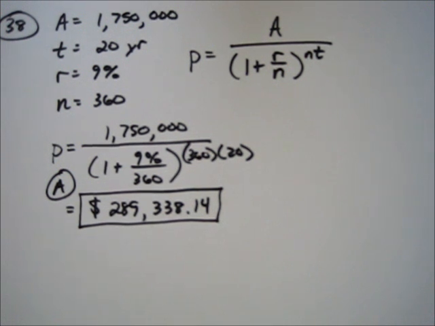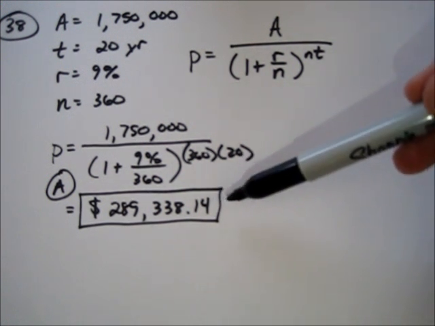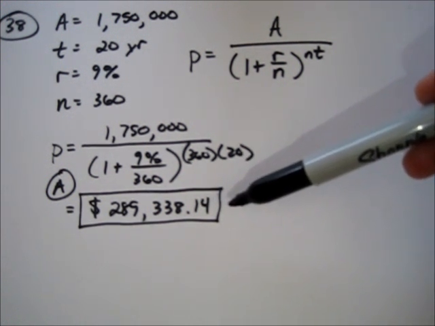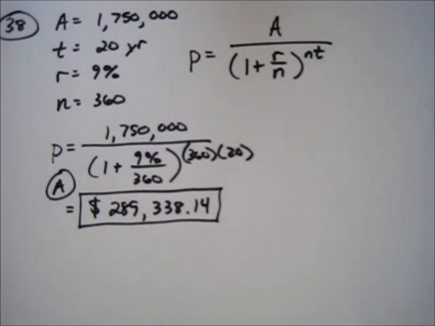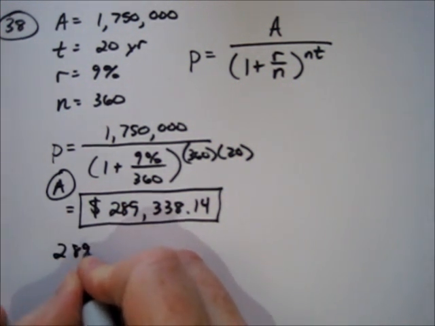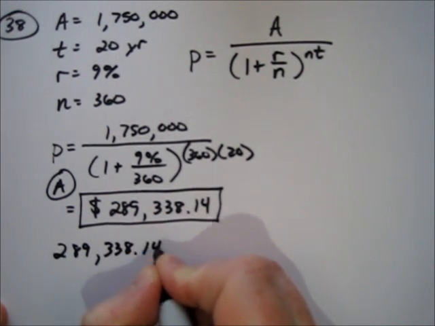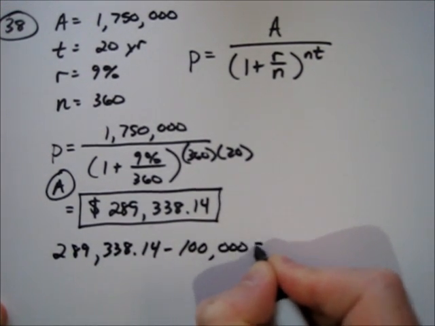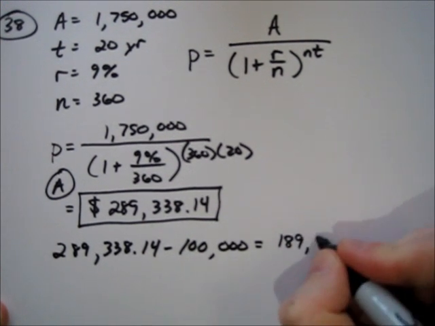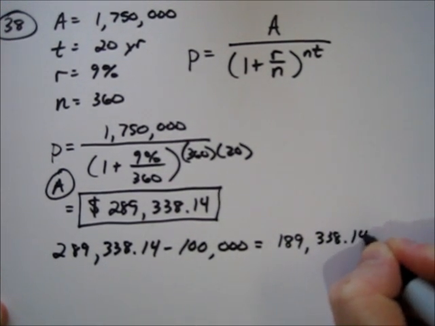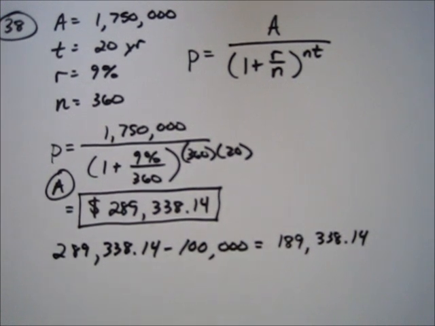Part B says, before applying the surcharge, the City Board receives a federal grant of $100,000 toward the water tower investment. Taking this grant into account, how much should the surcharge be on each homeowner? Okay, so they need $289,000 roughly today. They're going to get a federal grant of $100,000, so we can subtract that $100,000 out. So they really only need to raise $189,338.14.